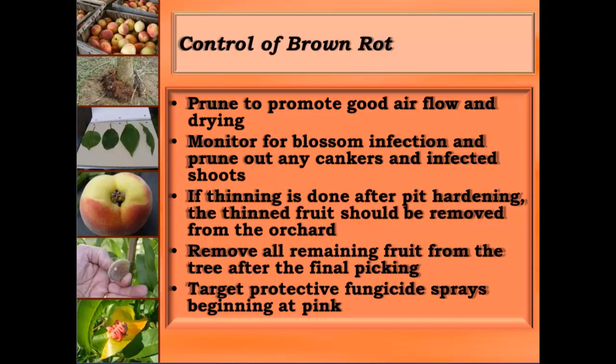You want to target your fungicide sprays beginning at pink. So again, we are right on top of that. The trees are starting to swell. For areas that are going to have fruit, this is just absolutely critical that you start with brown rot sprays at pink, so very early season.